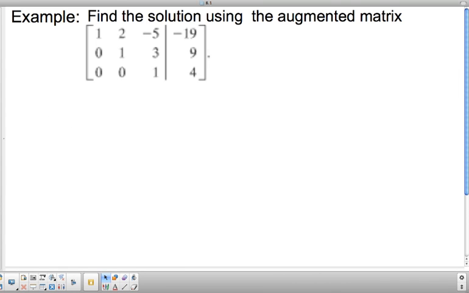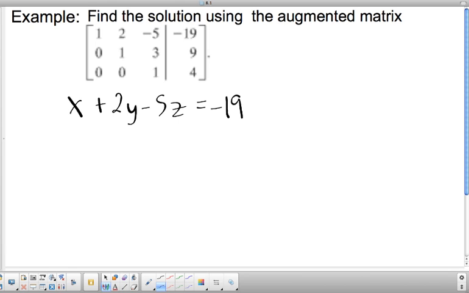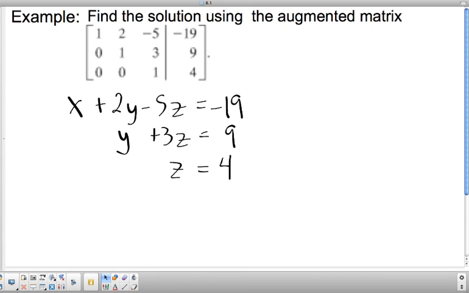Now let's try to find the solution using the augmented matrix here. So we first need to rewrite things as x's and y's. So this would be x plus 2y minus 5z equals -19. The other one would say no x's, but y plus 3z equals 9. And last but not least, the final equation is super nice. It tells me z is 4. So I actually have the z value already.